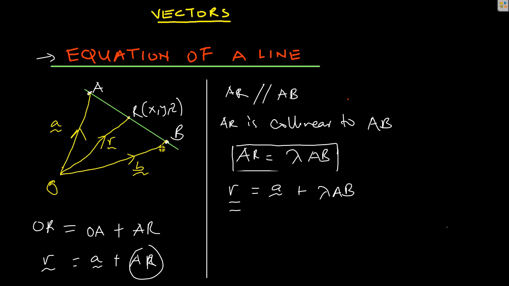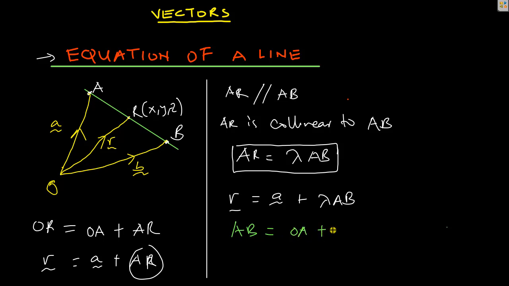But as you can see, AB is AO plus OB. That is negative a, because I'm moving backwards, plus b, that's OB. So that's actually b minus a. So let's write now the equation of the line. Finally, r equals a plus lambda times (b minus a).